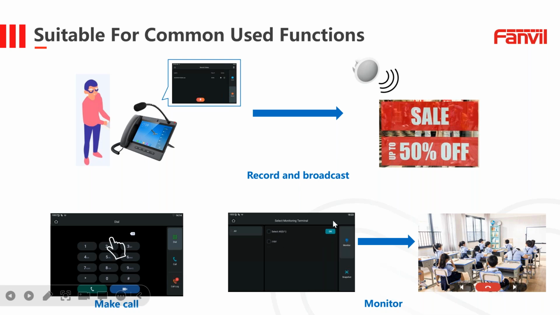And another important function is monitoring. So the public address software can choose video intercom, door phone, and start monitoring. So for example, when an emergency happens, the customer can quickly make a screenshot.